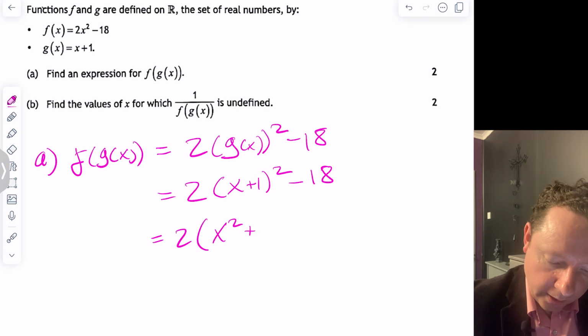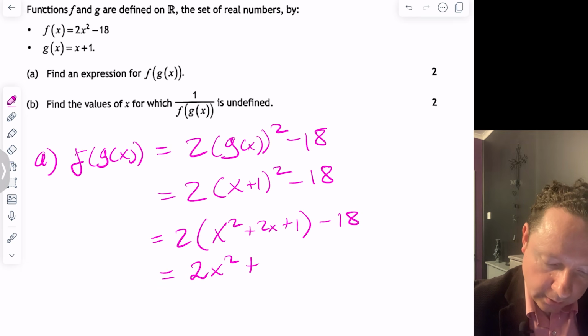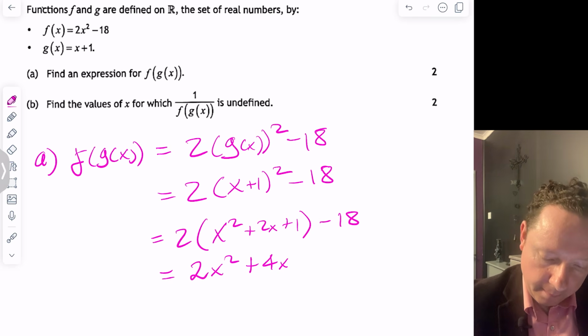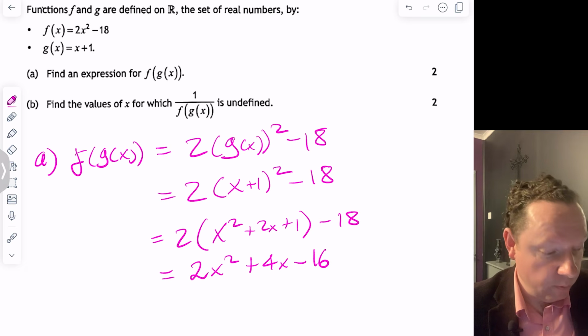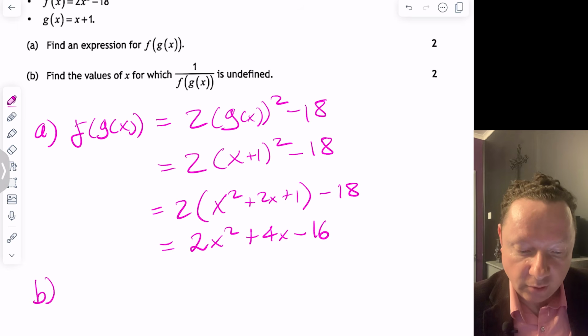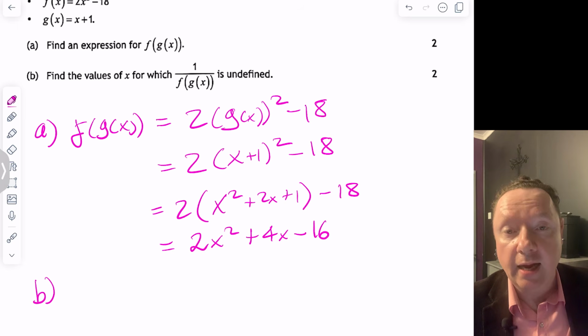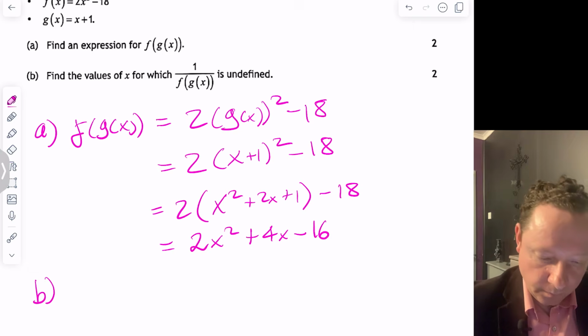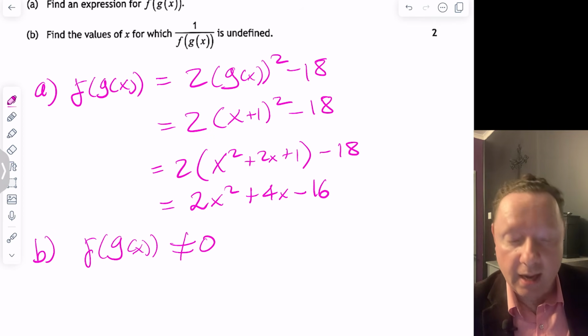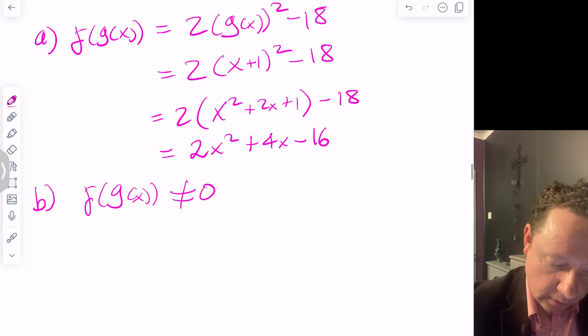2x squared plus 2x plus 1 minus 18. So that gives me 2x squared, 2 2s is 4x, 2 1s is 2, but 2 minus 18 is minus 16. So either of them should be fine. Question B says, find the values of x so that 1 over f of g of x is undefined. Well, that means that you can't have that bottom bit being 0. So that means f of g of x cannot equal 0. So I want to find the numbers which make that happen. So I'll just make it equal to 0 and see what I get.